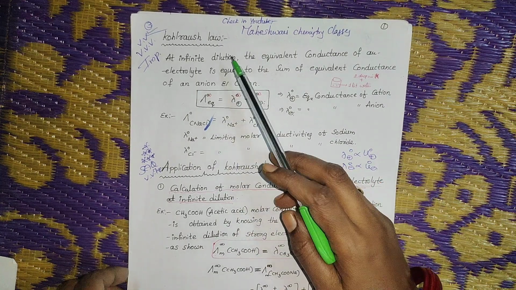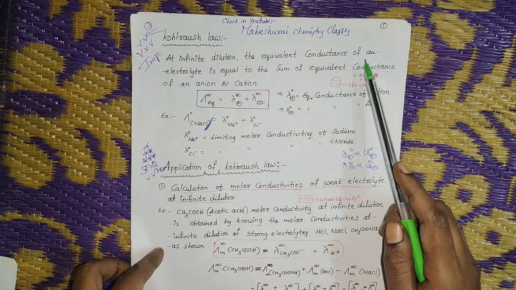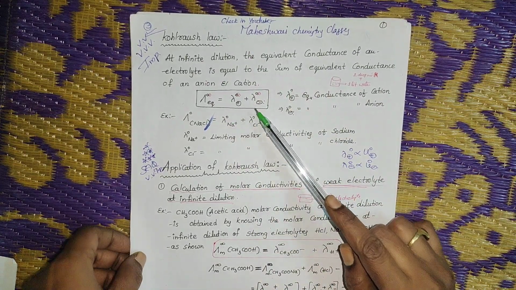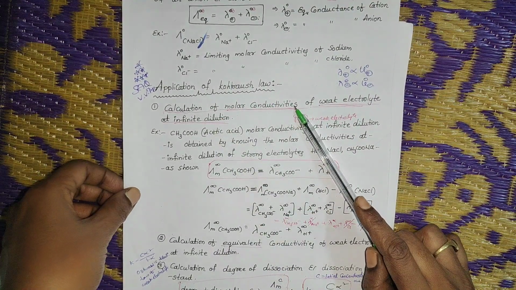Listen carefully, beta. First question is Kohlrausch's law. What is this, beta? At infinite dilution, the equivalent conductance of an electrolyte is equal to the sum of the conductances of cations and anions. Write down this equation, and after that, applications of Kohlrausch's law, you write 5 applications.